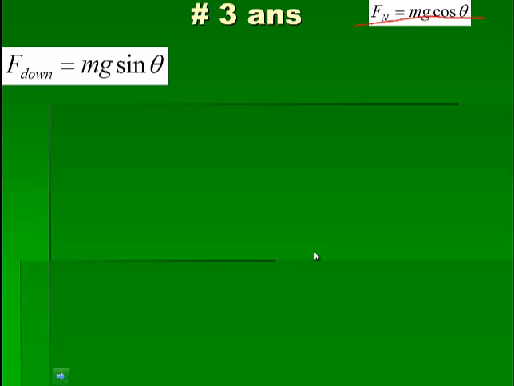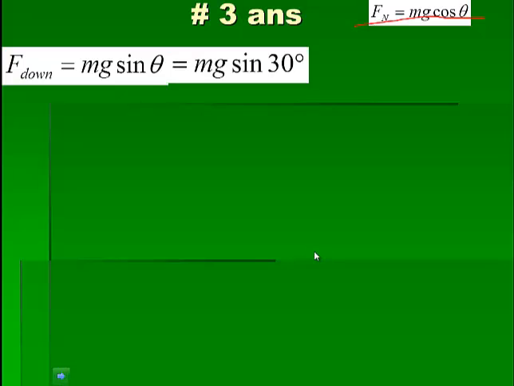So F down is equal to mg sine theta, which equals mg sine 30 degrees. So that'll be 4.9 times the mass of the object. All I did here was I did 9.8 times the sine of 30 degrees. Sine of 30 degrees is 1/2. 1/2 of 9.8 is 4.9. So again, this m doesn't stand for meters, it stands for the mass of the object.